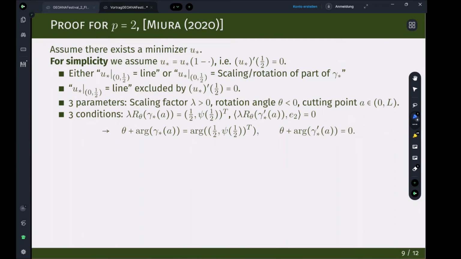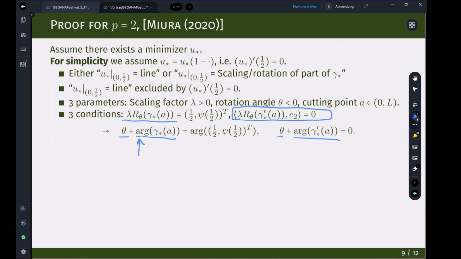can be easily written if you take complex arguments. So if you go into the complex numbers and identify R squared with the complex plane, you can now basically compare the arguments, like the complex angles. So the complex angle of this expression is basically the argument of gamma star of A plus theta, the rotation that you get. And here you get the information that theta plus the argument of gamma star prime must equal 0. That is how you also write this equation with complex arguments.